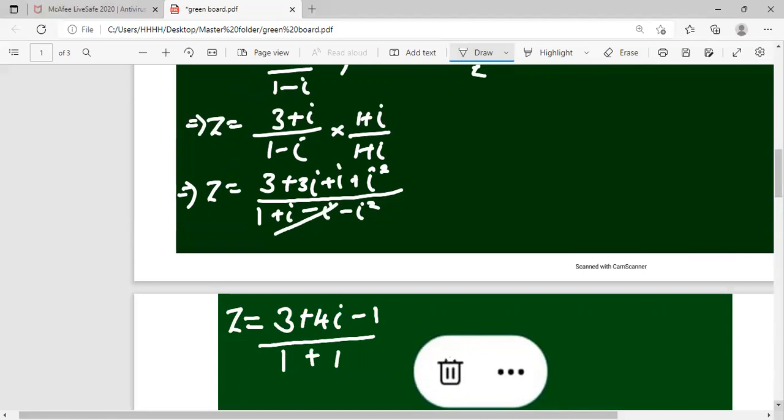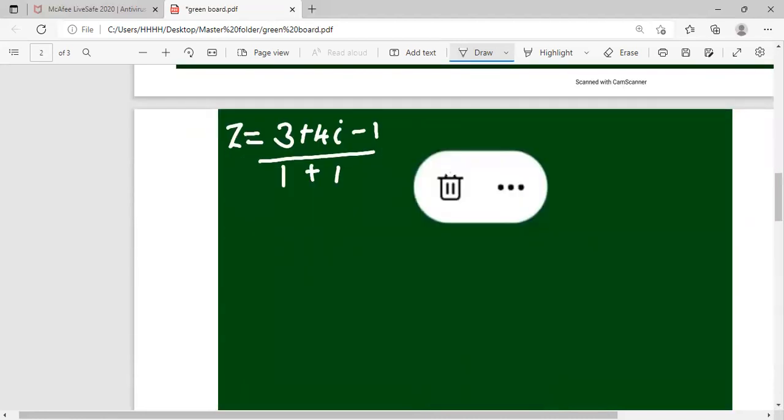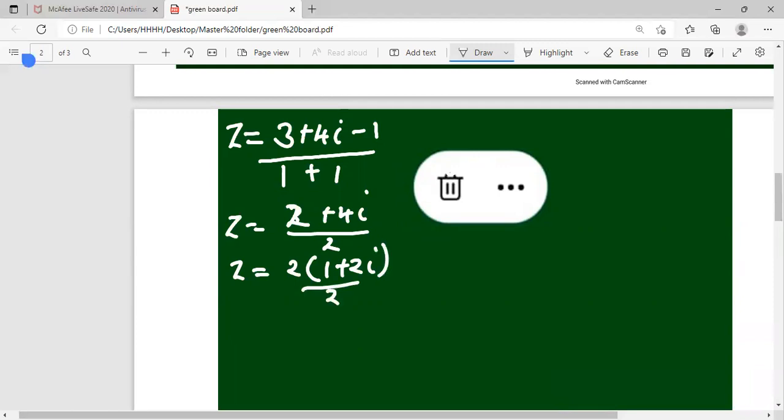So we have z being equal to 2. When you subtract -1 from 3, you have got 2 plus 4i divided by 2. We can try to factorize. So we have got 2 open bracket 1 plus 2i divided by 2, meaning that our z is equal to 1 plus 2i. Okay, this is our z.